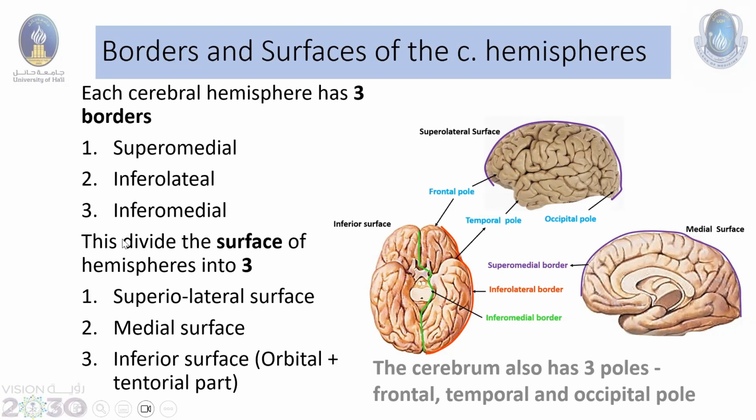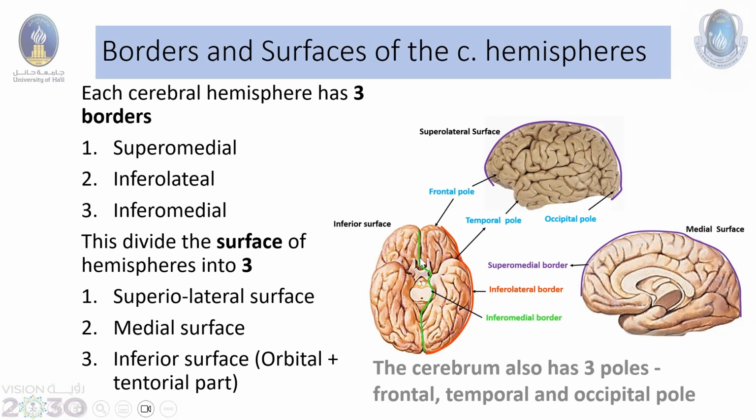Now, coming to the surfaces, there are three surfaces. The view you're seeing is called the superolateral surface. So this is the superolateral surface. The second surface is the medial surface, and this is called the inferior surface. Inferior surface has two parts.